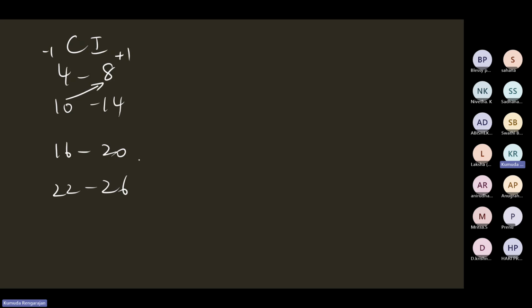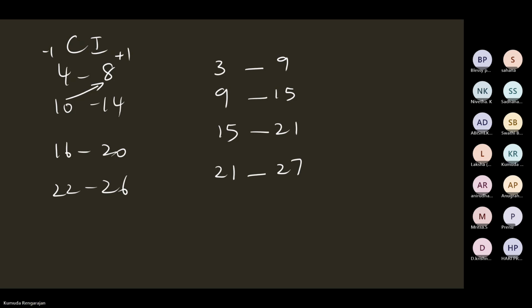2 by 2, 1. Subtract from all the lower limits. So 4 minus 1, 3. 10 minus 1, 9. 16 minus 1, 15. 22 minus 1, 21. And upper limits, 8 plus 1, 9. 14 plus 1, 15. 20 plus 1, 21. And 26 plus 1, 27. So you can see 3 to 9, 9 to 15, 15 to 21, 21 to 27. The class intervals have become continuous. So this is how we make the class intervals continuous if they're not continuous.